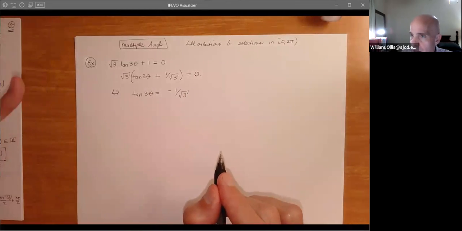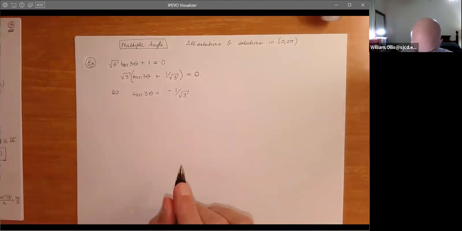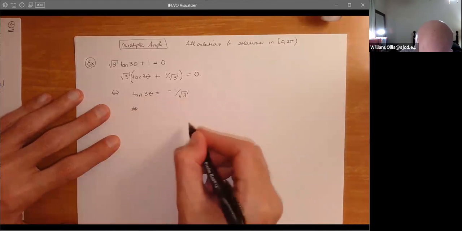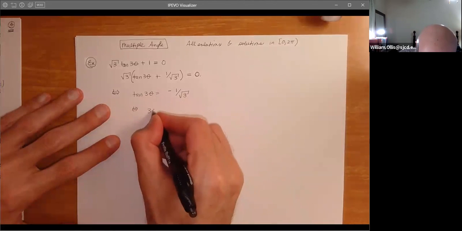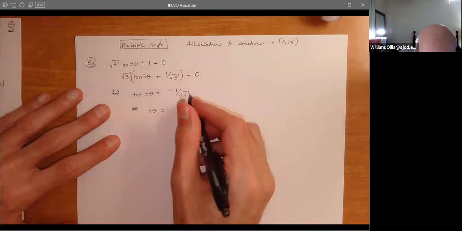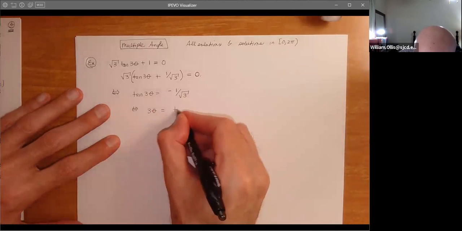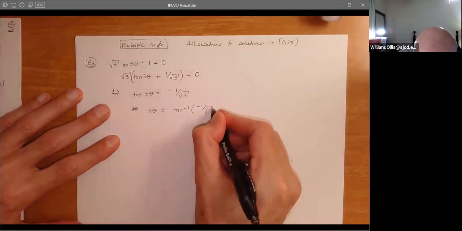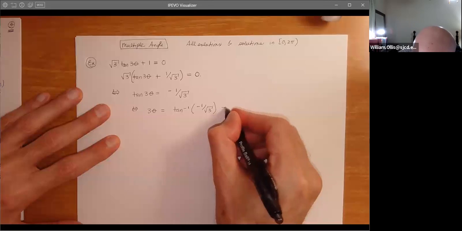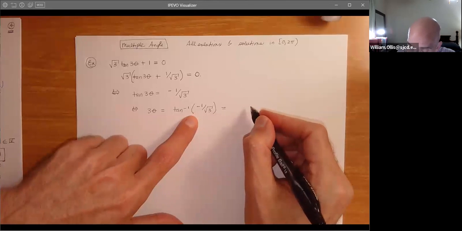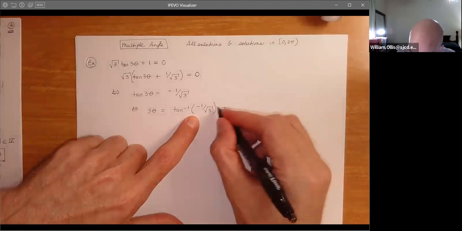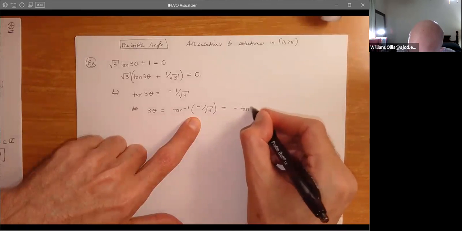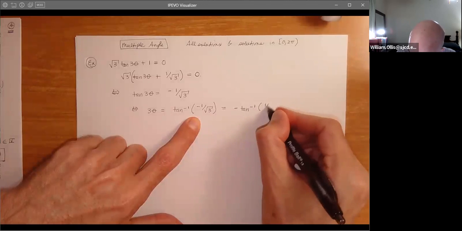We can combine the x's and the y's to get that. So this is going to be simpler. So now at this point, we say, okay, well, this is going to say that 3 theta is what? The inverse tangent of -1 over the square root of 3. But of course, the inverse tangent is odd. So this is going to be in the 4th quadrant. So this will be the negative inverse tangent of 1 over root 3.